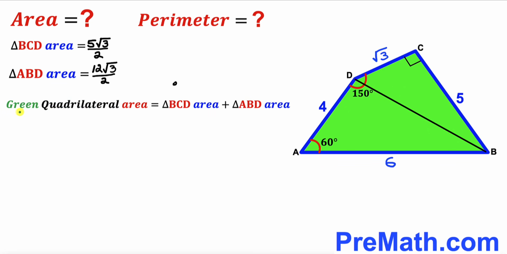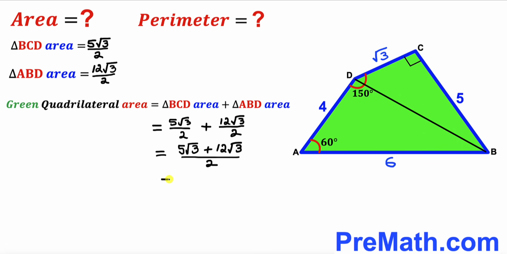And here's our final step. Now we can easily calculate the area of this green shaded quadrilateral. And we already calculated these triangle areas over here. Let's go ahead and fill in the blanks. So our triangle BCD area is 5 times square root of 3 divided by 2, plus our triangle ABD area is 12 times square root of 3 divided by 2.